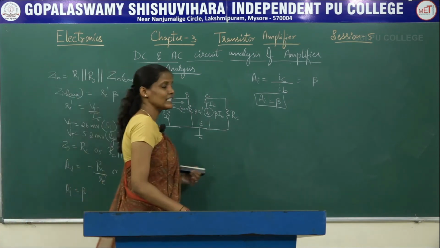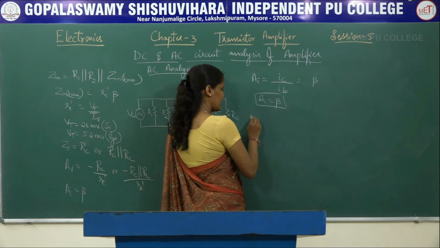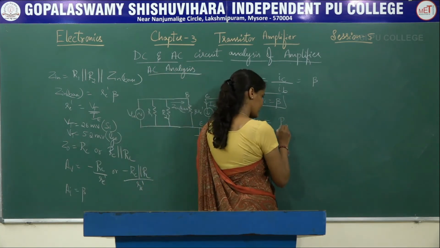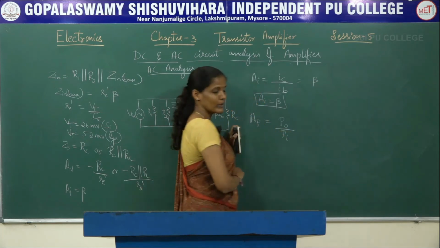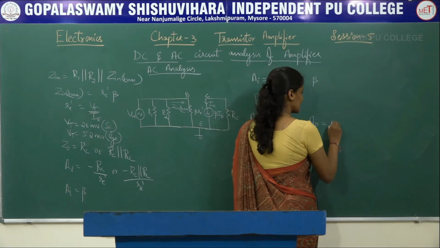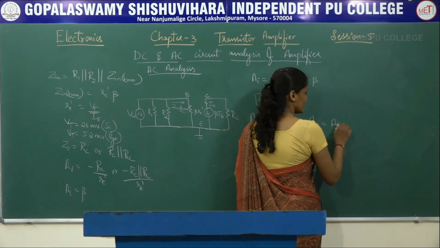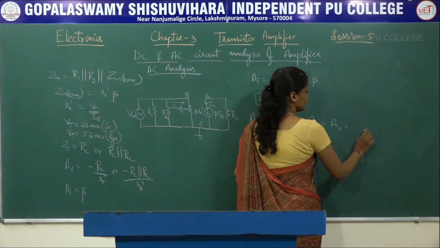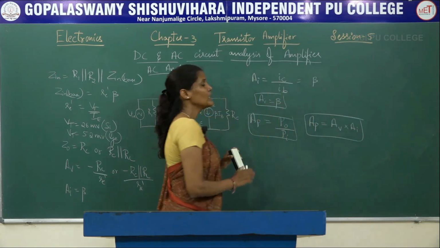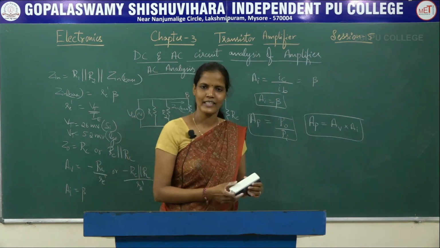And the last, that is the power gain. The power gain denoted by AP is nothing but the output power P0 divided by input power Pi, or simply the product of the gain of voltage and the gain of current. So this is the formula for the power gain of a transistor amplifier.